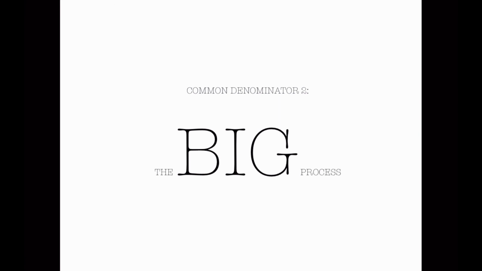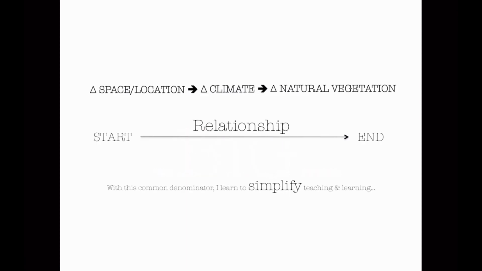Now this is part 2 of the best practice sharing about using the simplicity of mathematics in teaching and learning of geography. The second common denominator that I use for designing my geography lessons is the big process. Earlier on was the big concept and now it's the big process. What do I mean by the big process?